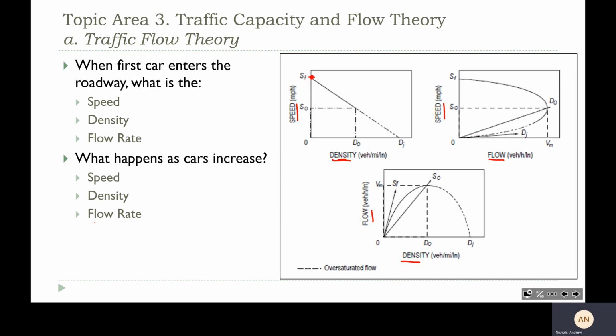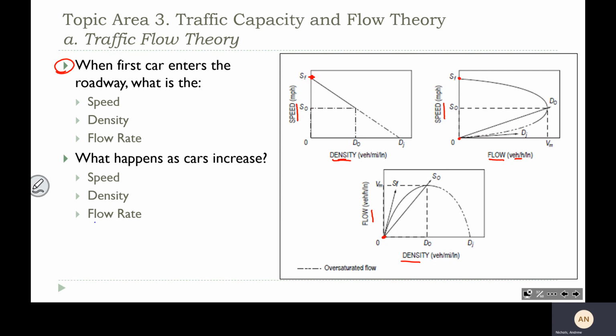Similarly, the flow rate is vehicles per hour. If you're the only vehicle out there, then the flow rate is also essentially zero. So high speed, very low flow rate. And if your flow rate and your density are both low, you're at this point. I'm going to circle this in red.